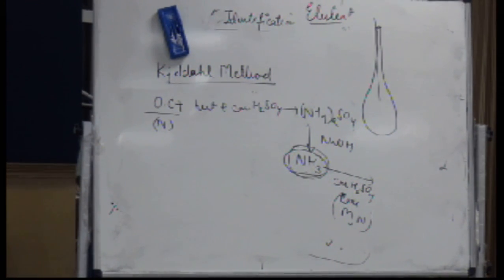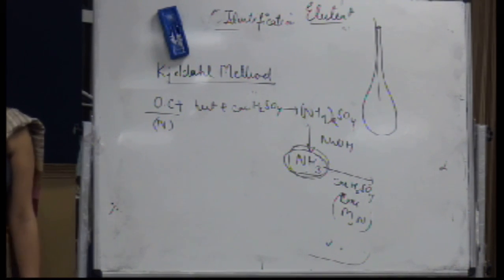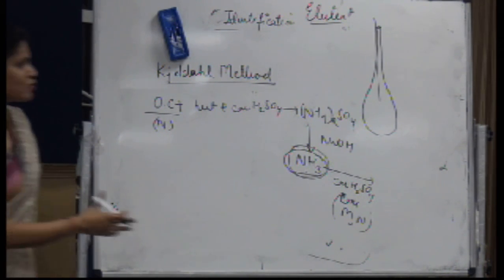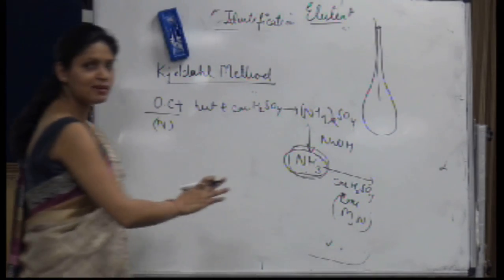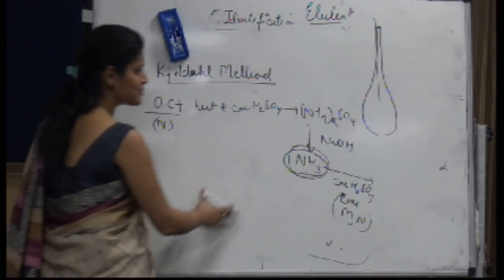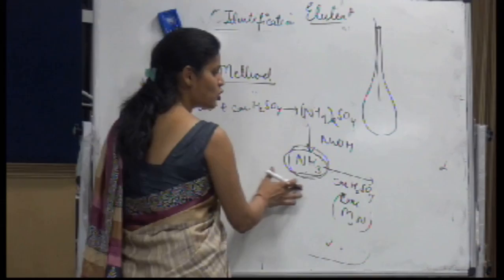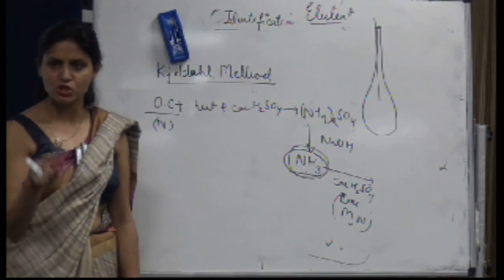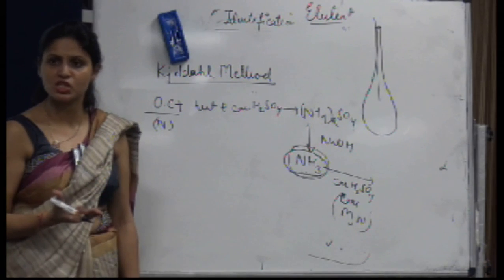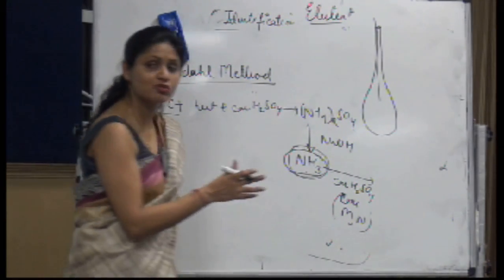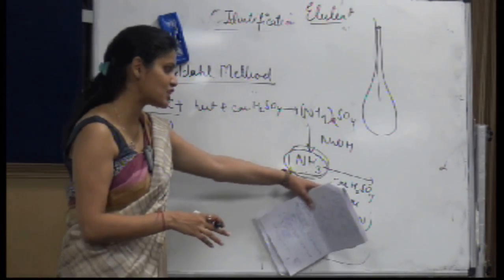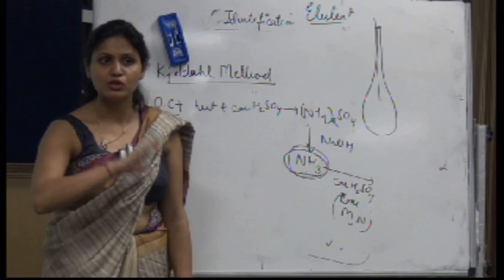Just suppose I have 100 rupees. I am left with 30 rupees. That means I have given 70 rupees to somebody. This is the way. Suppose I don't know what amount of ammonia has been liberated, but I am passing this ammonia gas over a known amount of H2SO4 having known concentration, and I find the amount of H2SO4 remaining. Then I can find out the amount of H2SO4 used by ammonia to neutralize each other.